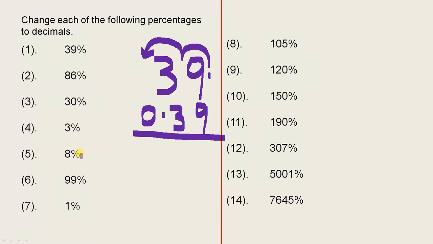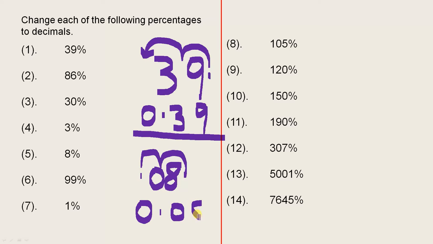Let's have a look at this one, which is a little bit different. So 8%, there's our 8. Decimal point is here. Move it 2 places. So we have to put a 0 here, because that's the only way we can move it 2 places. And there is our decimal point there. So the answer will be 0.08. So that's all the rule is. It's very straightforward. Whenever you're given a percentage, work out where the decimal point is, move it 2 places to the left, and that becomes a decimal.